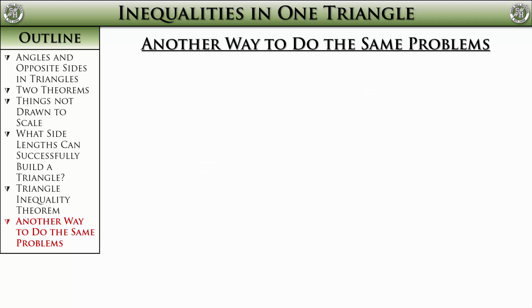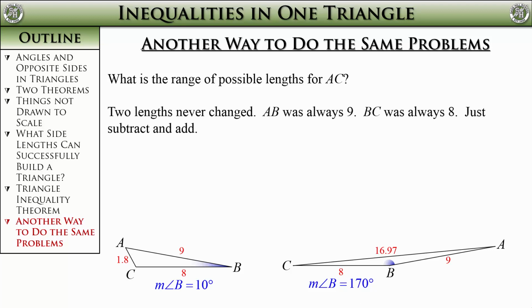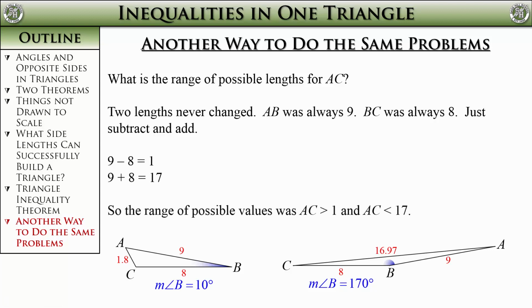Just to bring this full circle, think back to the first animation that I did, where I changed the size of angle B, and the opposite side started small and got quite big. The length of line segment AC changed a lot. Based on this last concept, you now should be able to calculate all possible values for the length of line segment AC. 2 of the lengths never changed. AB was always 9, BC was always 8, and you just simply add and subtract. 9 minus 8 equals 1, and 9 plus 8 equals 17. So the range of possible values for my animation was AC was greater than 1 and AC was less than 17. Remember, it is greater than and less than. It is never greater than or equal to or less than or equal to.